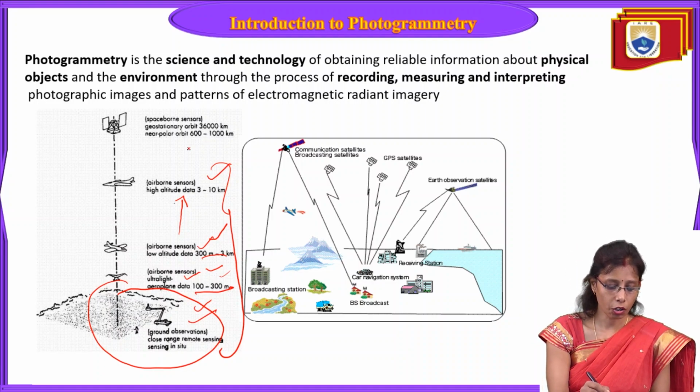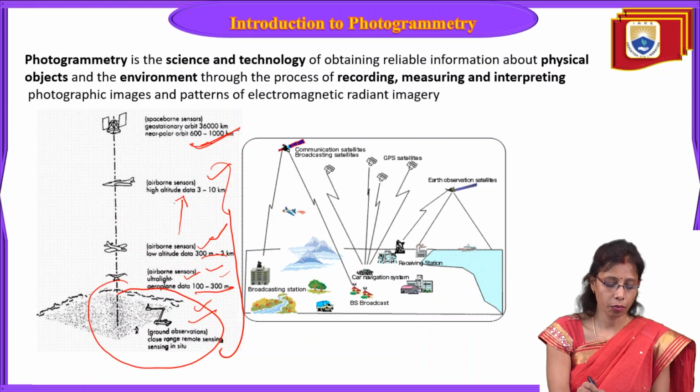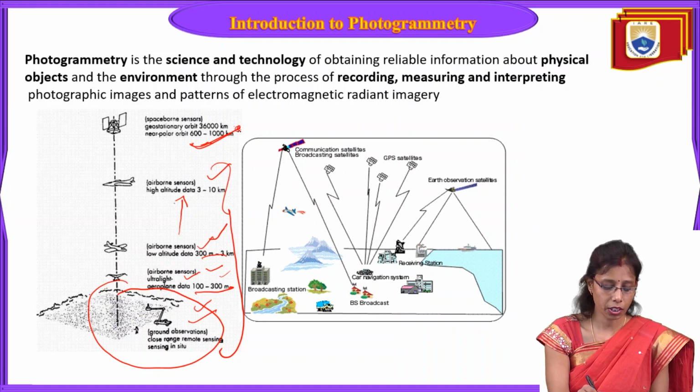Now we have one more platform here called the spaceborne sensor. Spaceborne is also a kind of remote sensing, but except for these 3 and 4, this has a space platform, and the satellite carries the sensor and captures the information of the ground from the space platform.